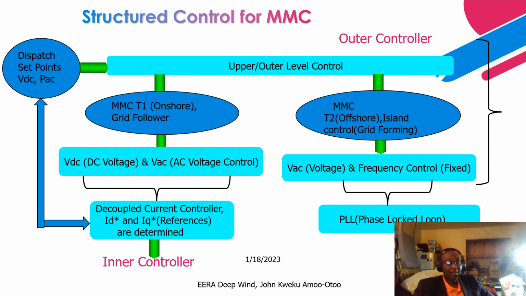The onshore MMC has DC voltage and AC voltage control. It controls the direct axis current and the quadrature axis current to maintain the DC voltage and the AC voltage. The dispatch set points of DC voltage and active power set the references of the direct axis current and the quadrature axis current that are fed to the inner controller. The MMC located offshore, like I indicated, operates in grid forming control, building its own AC voltage and frequency to mimic that of the AC grid through the phase lock loop, utilizing the phase angle from the AC grid.